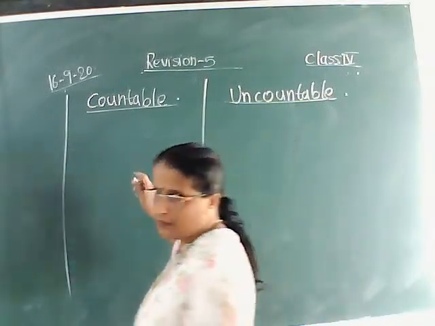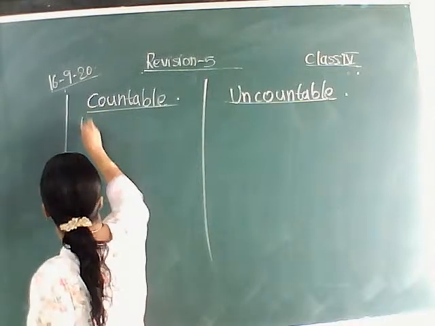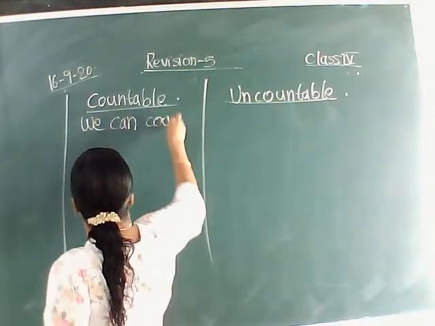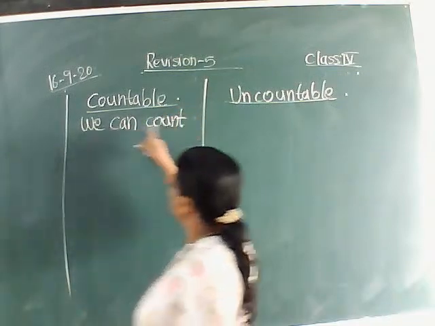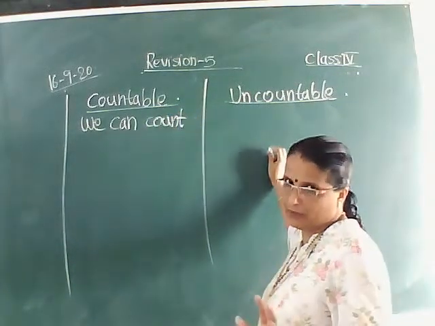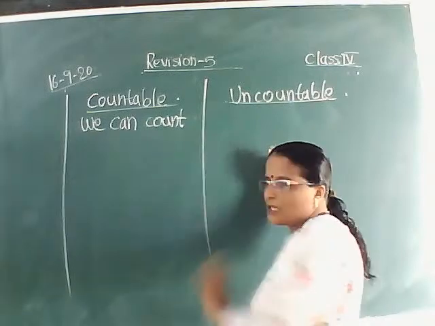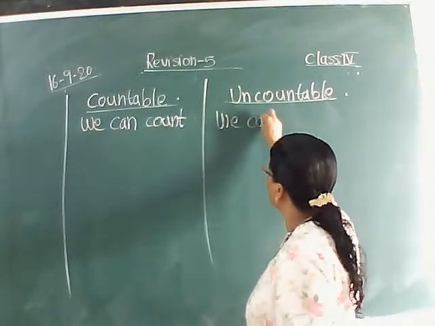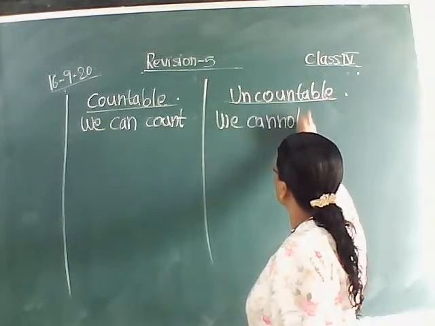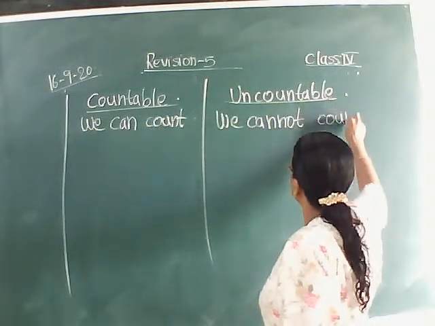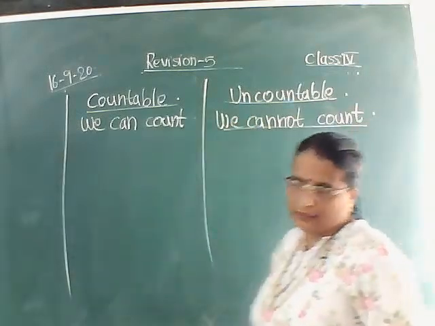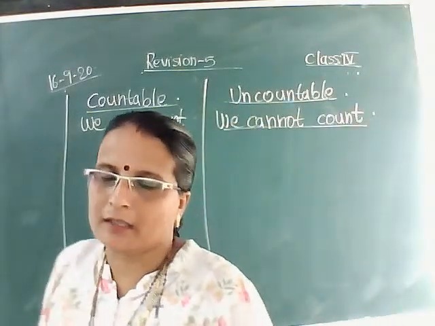Things which we can count using the numbers are called countable nouns. Things which we cannot count using the numbers are called uncountable nouns. This is the definition, right?